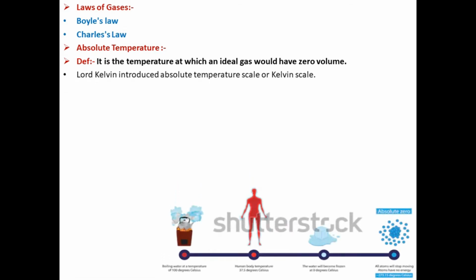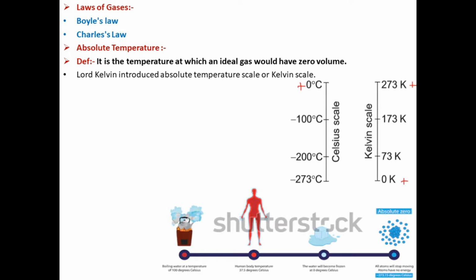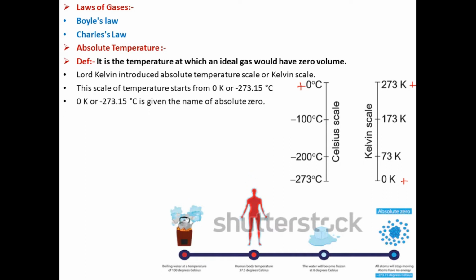Lord Kelvin introduced the absolute temperature scale, or Kelvin scale. Here are the two scales. The first one is the Celsius scale and the second one is the Kelvin scale. This scale of temperature starts from 0 Kelvin, or minus 273.15 degrees centigrade. 0 Kelvin or minus 273.15 degrees centigrade is given the name of absolute zero because at this temperature the volume of gases becomes zero.